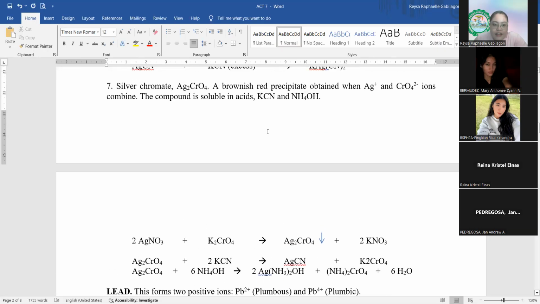Okay? And then, the chromate is also here in the worksheet. Because in 2-5, test solution plus the potassium chromate. So, what will form is the silver chromate. So, the color should be brownish red. Is that right in your experiment? I hope you got the brownish red silver chromate during the experiment. So this is soluble in acids, in potassium cyanide, and even in ammonium hydroxide.